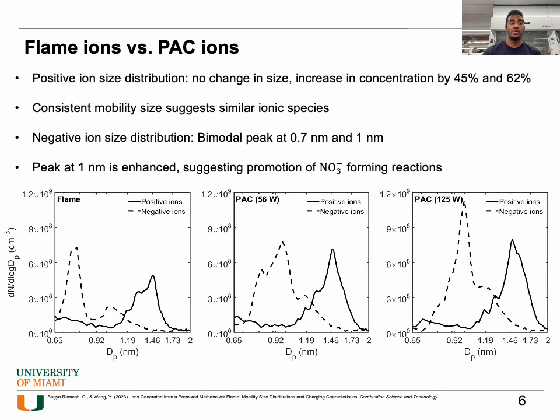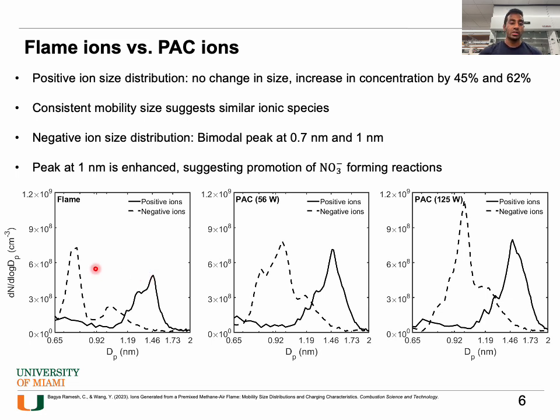So as a first step, we wanted to compare the flame ions with those of the plasma ions, and here we have the ionic size distribution. And when we look at this distribution, especially the positive ion distribution, we see two trends. One is that the size doesn't change in all three conditions and stays pretty much consistent. But the other difference that we see is an increase in concentration. So from this we can say that as the size is staying consistent in all three operating conditions, the ionic species that we have in all three conditions are very similar.